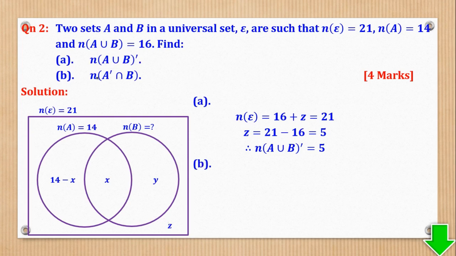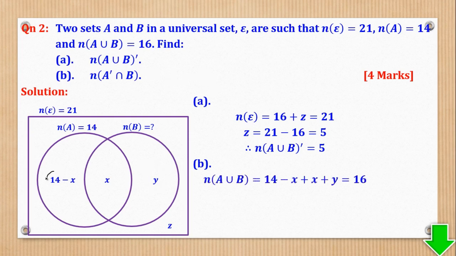Then part B, they want A complement intersection B. So in other words, A complement intersection B means B only. So what is B only? B only is y. So our aim is to look for the value of y.